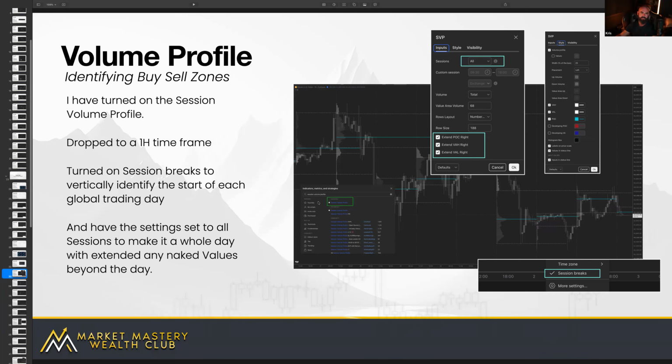So you can go into indicators. You can literally just type session volume profile or volume profile. These are my settings, guys. You can take a screenshot. You can get it off me after.